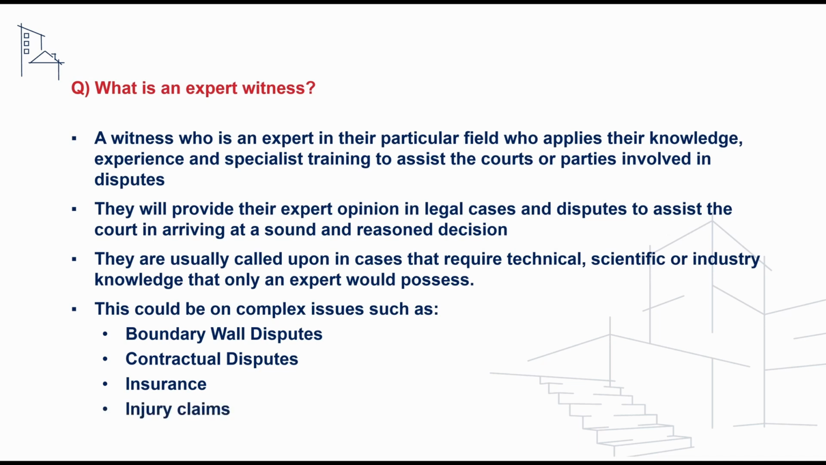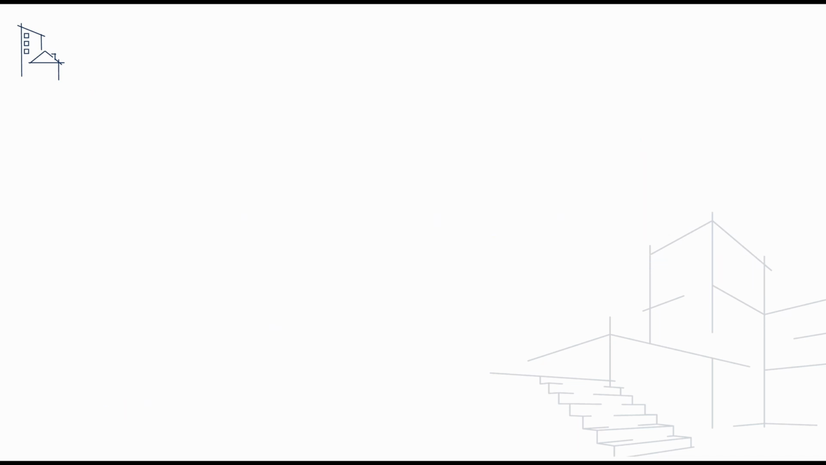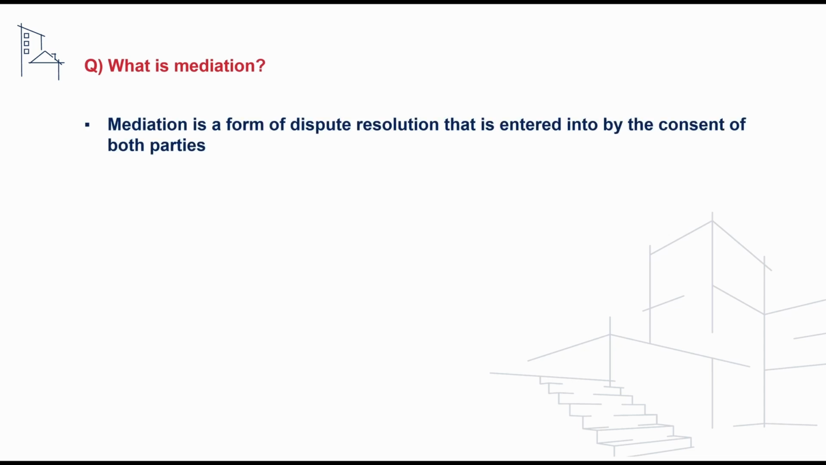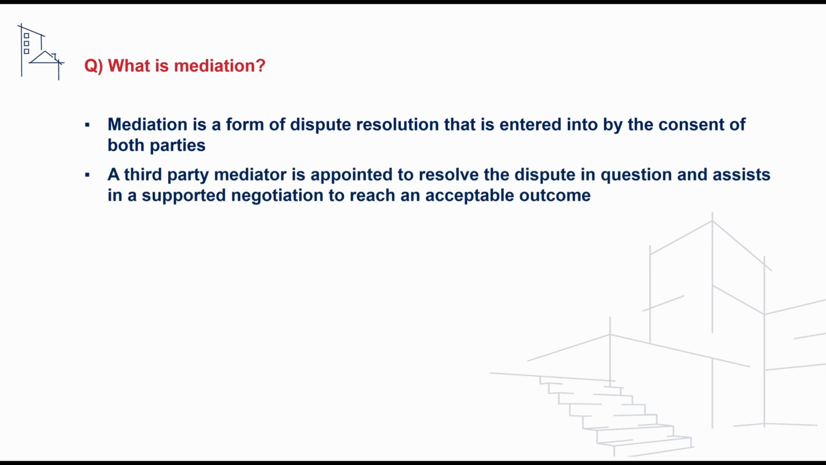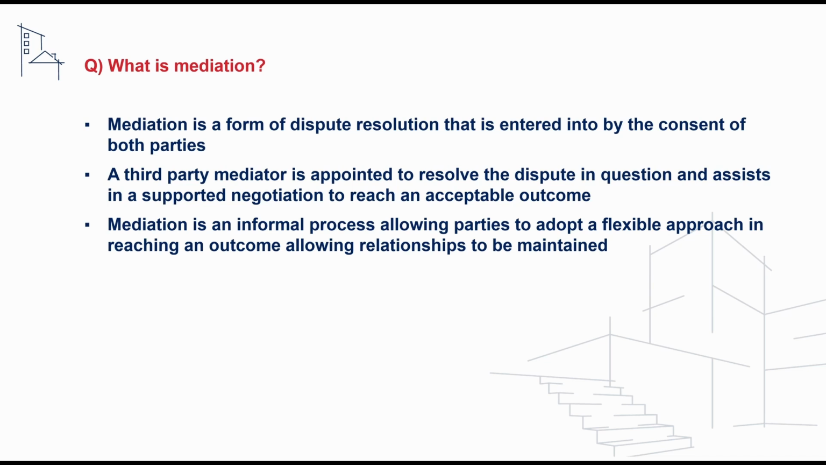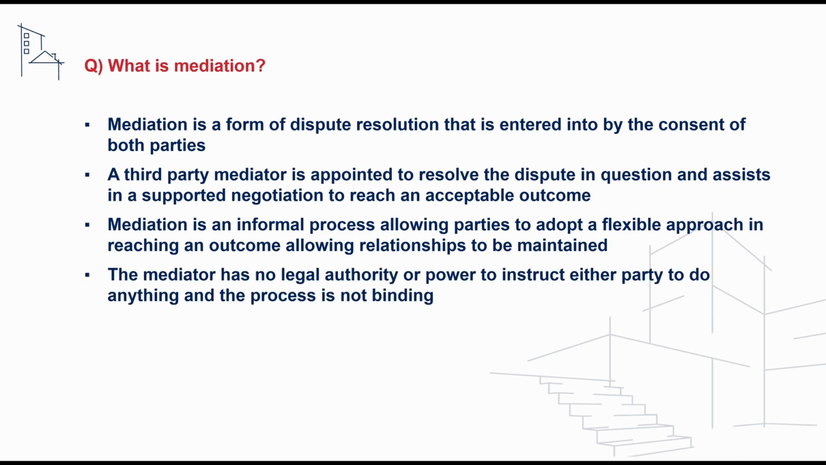We'll now take a look at some questions on the various forms of dispute resolution, starting with firstly mediation. And to address this, we can say that mediation is a form of dispute resolution that is entered into by consent of both parties. A third-party mediator is appointed to resolve the dispute in question and assists in a supported negotiation to reach an acceptable outcome. Mediation is an informal process allowing parties to adopt a flexible approach in reaching an outcome, allowing relationships to be maintained. The mediator has no legal authority or power to instruct either party to do anything, and the process is not binding.